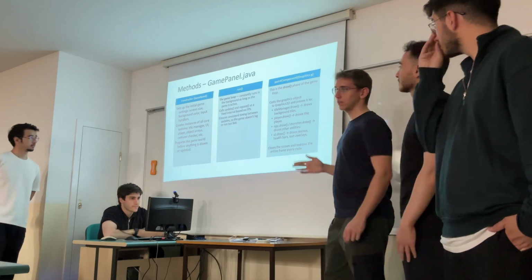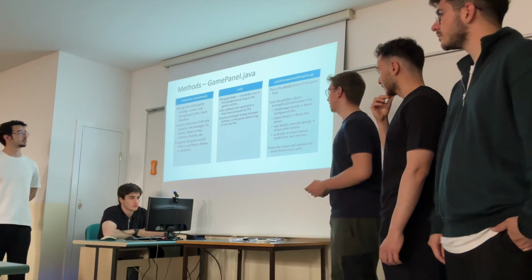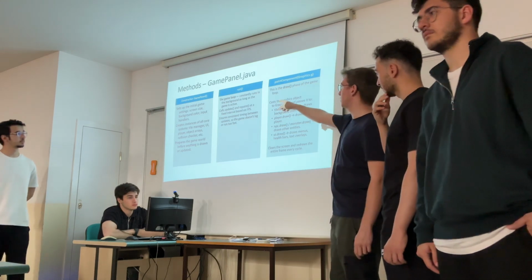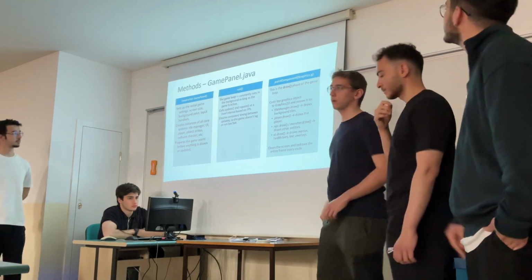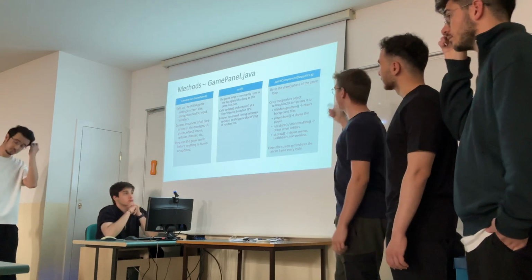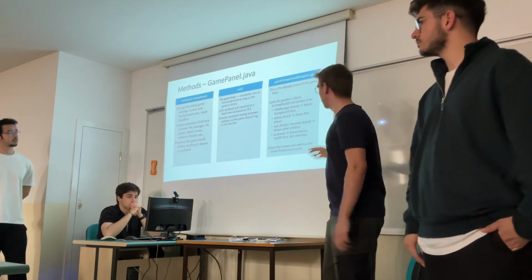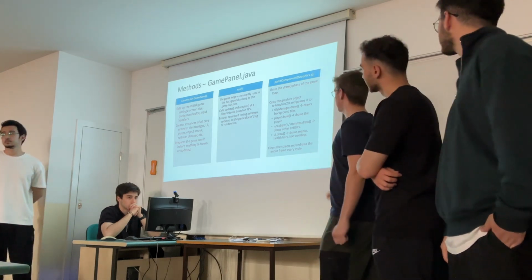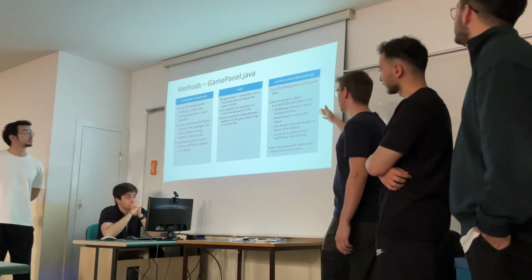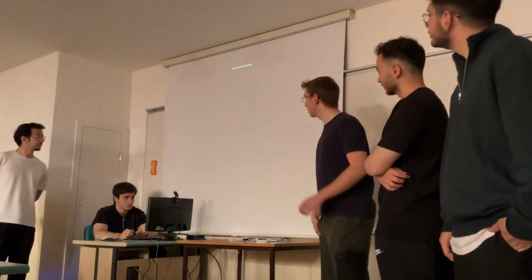The run method is actually the game loop itself. It uses a thread to loop the game, and it calls update and repaint methods to actually paint the screen every single time. This is also about the thread mechanic. The draw method draws everything like the tiles, player, and menus, and so on.